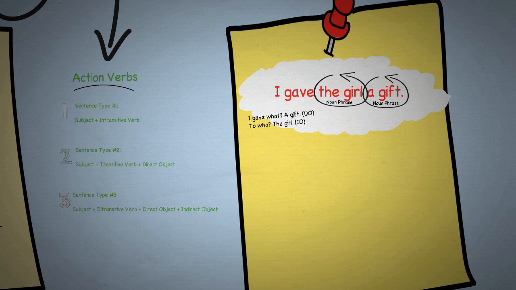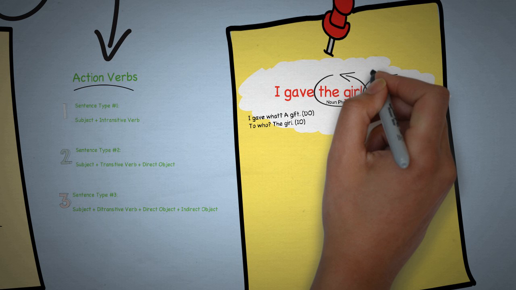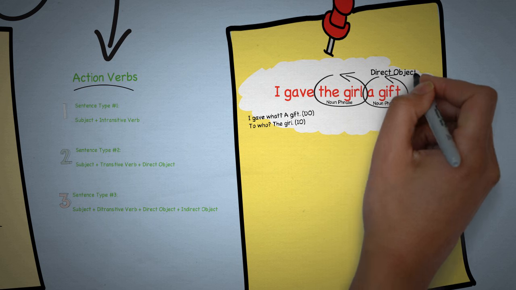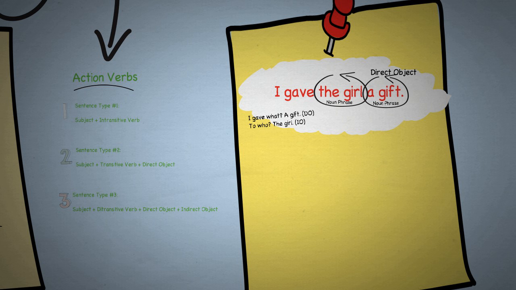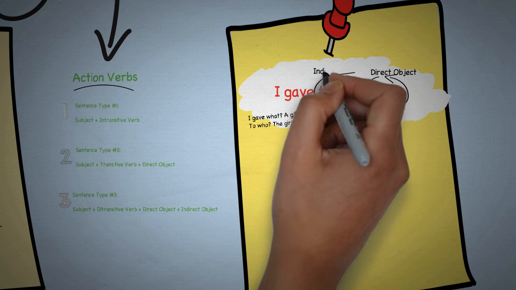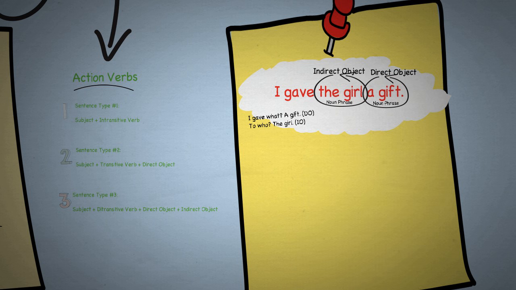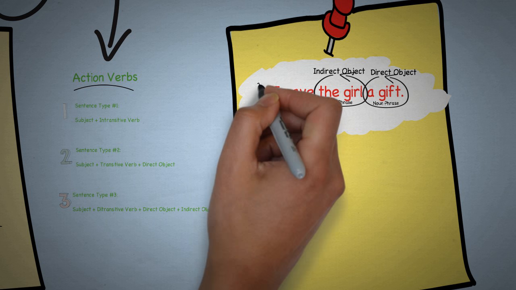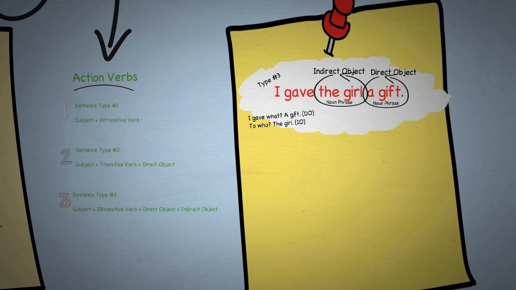If the girl is the thing that's being given, then in some way the girl herself has become a gift. That's not the meaning of this sentence. When we say, I gave the girl a gift, the thing that's being given is a gift. So we can say, I gave what? A gift. I gave it to who? The girl. A gift becomes our direct object, and the girl becomes our indirect object because it answers the question to whom or for whom. This is sentence type 3. Subject plus ditransitive verb plus direct object plus indirect object.